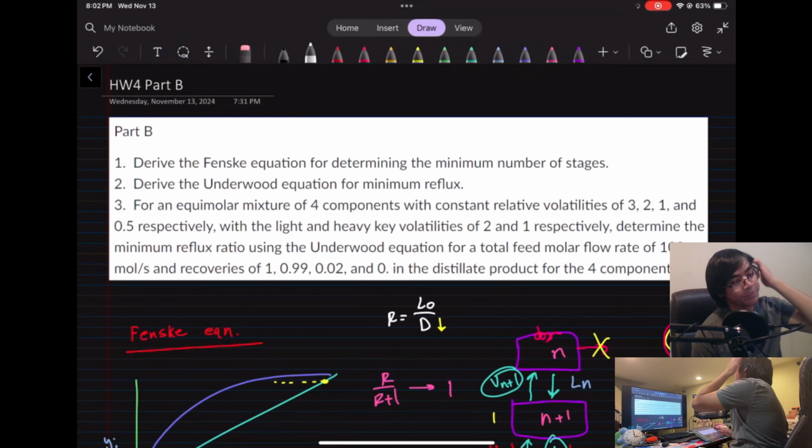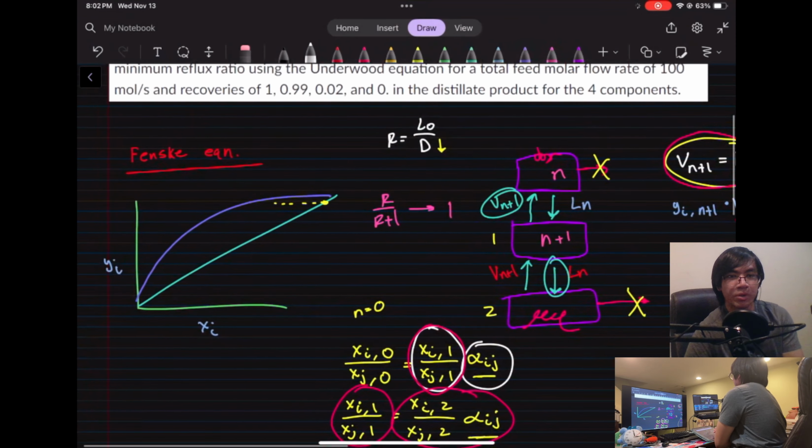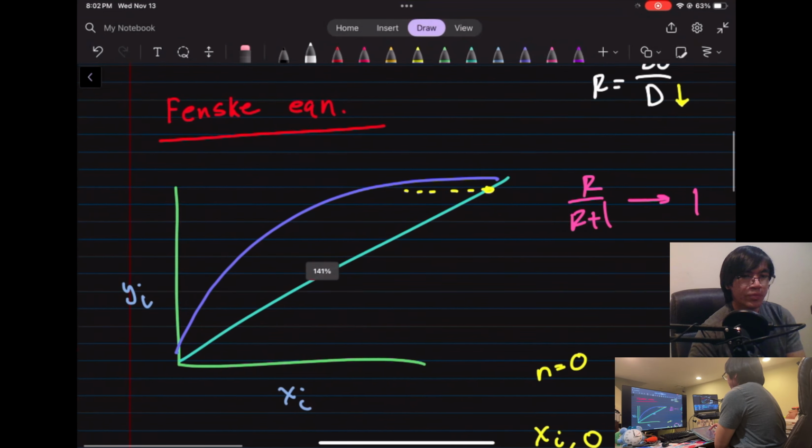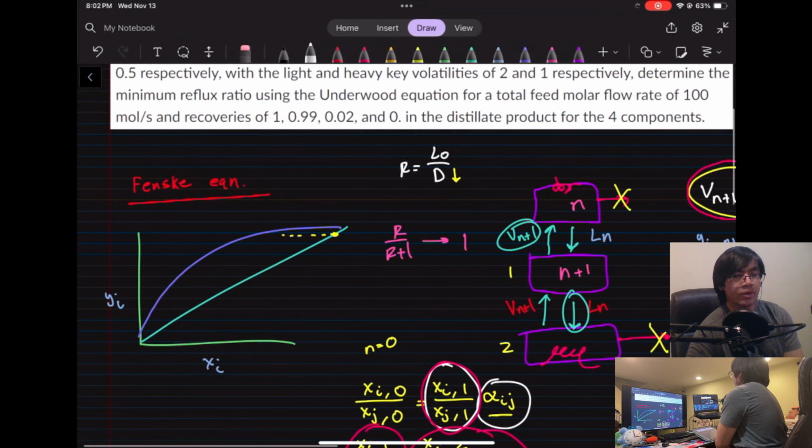Again, I drew it on a binary XY diagram, but you can imagine for multi-component, where you can't graph this out, it becomes a lot more useful and easier to use, in which case you can't visually see where that slope goes to 1, and you draw those stages by hand. For multi-component, you would use this, essentially.